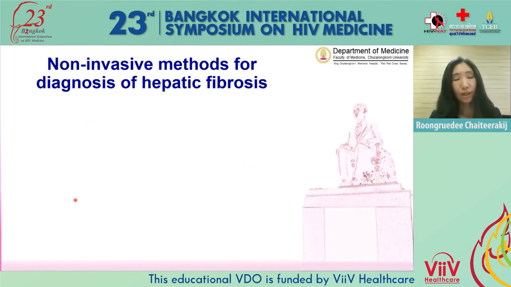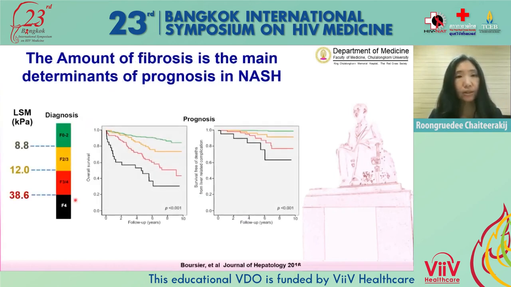Once steatosis is diagnosed, the next step is to determine whether the patients also have liver fibrosis or not. Liver fibrosis is very important because the amount of fibrosis is the main determinant of prognosis in patients with NASH. If you have a lot of fibrosis, you have shorter survival than those without fibrosis.